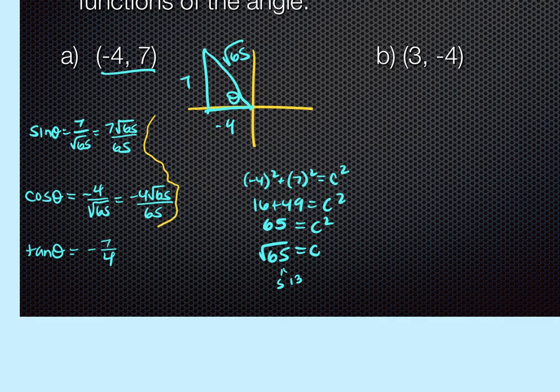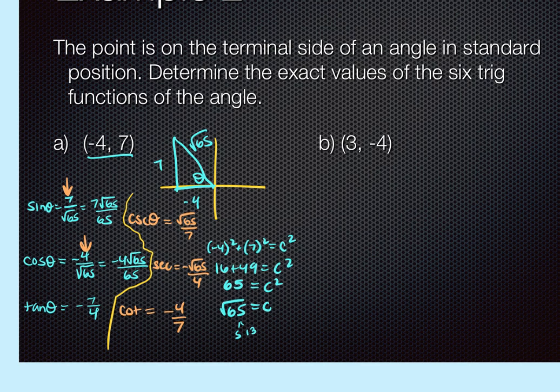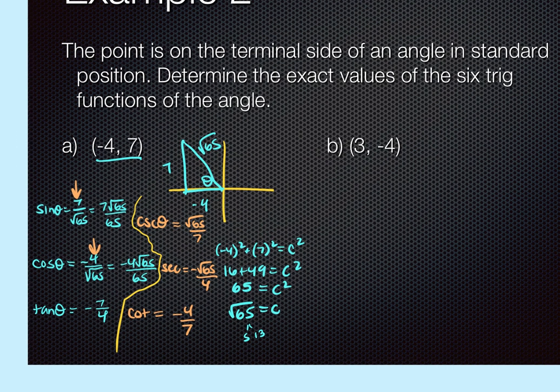Then we do the reciprocal functions, and remember those we want to flip before we rationalize. So my cosecant theta, I'm going back to this step, which would be square root 65 over 7. Secant, I'm going back to this step, which would be negative square root 65 over 4. And cotangent, negative 4 over 7. Questions on that one?